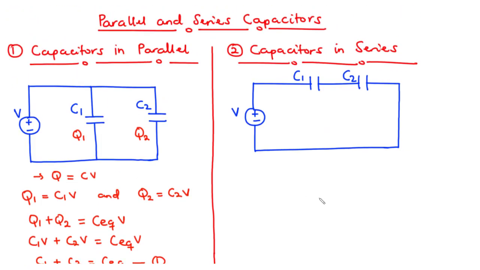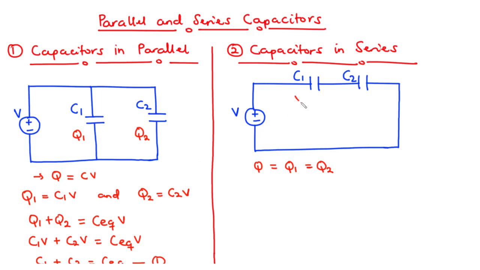For capacitors in series, assuming that we have two capacitors C1 and C2 connected in series, and a source voltage V connected across them. In this case, the charge on each of the capacitors is going to be the same, which means that the total charge in the circuit Q is equal to the charge on C1, which is equal to the charge on C2. So Q is equal to Q1 is equal to Q2.